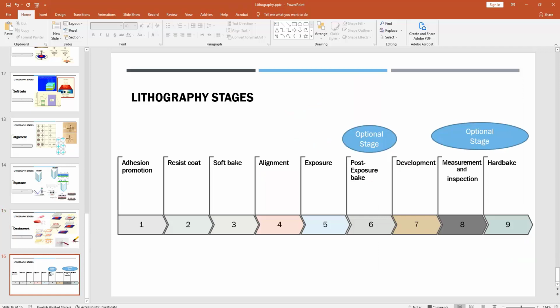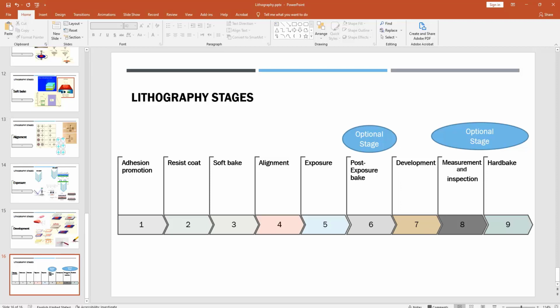The final stage is hard bake, which is optional like measurement, due to the reason that wafers with photoresist patterns nearly always go into etch operations just after the photolithography step. The reason we use this stage is to drive out volatile organic materials and water in order to preserve the vacuum integrity of the etch.